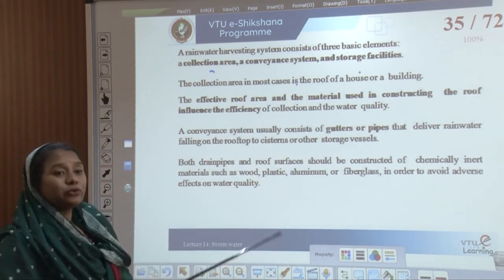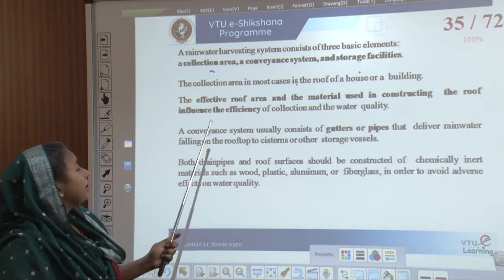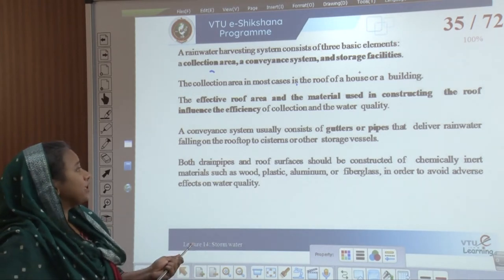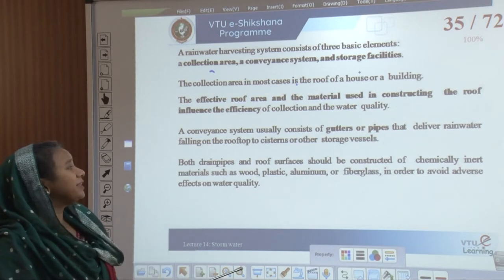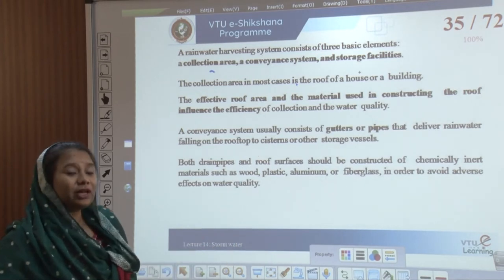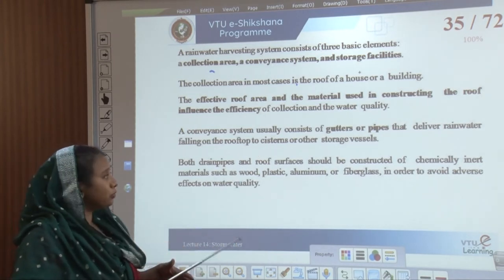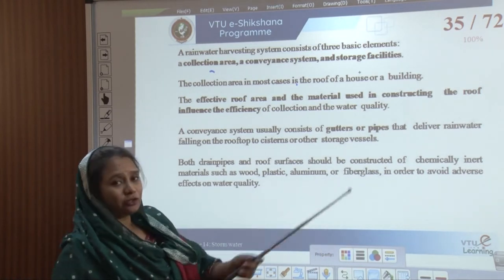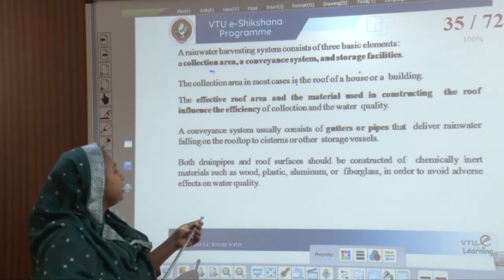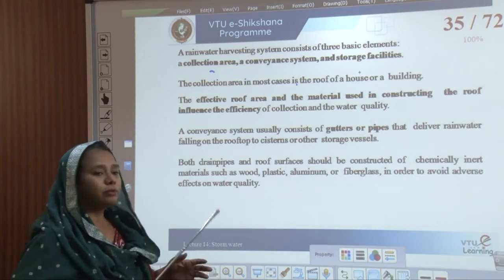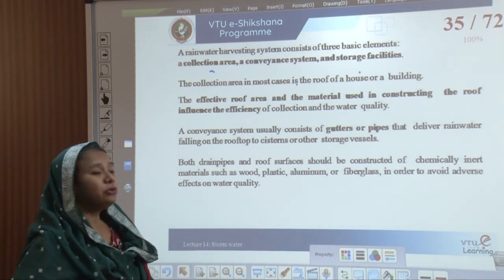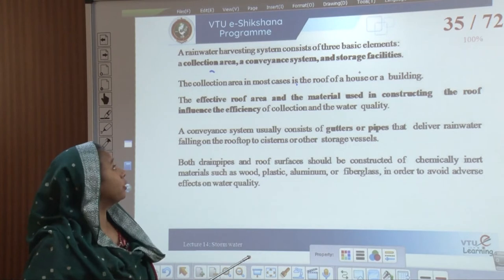The collection area is mostly the roof of the house or the building, and the material used in constructing the roof influences the efficiency of collection and the water quality. Conveyance is what happens after you collect the water. You use gutters or pipes to deliver all the rainwater which falls on your roof to other storage vessels. Both drain pipes and roof surfaces should be constructed with chemically inert materials such as wood, plastic and aluminium, in order to avoid any effects on water quality.